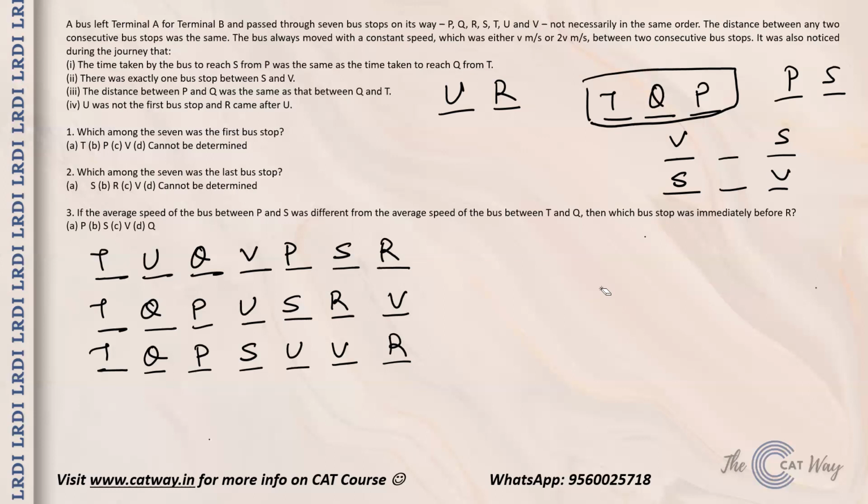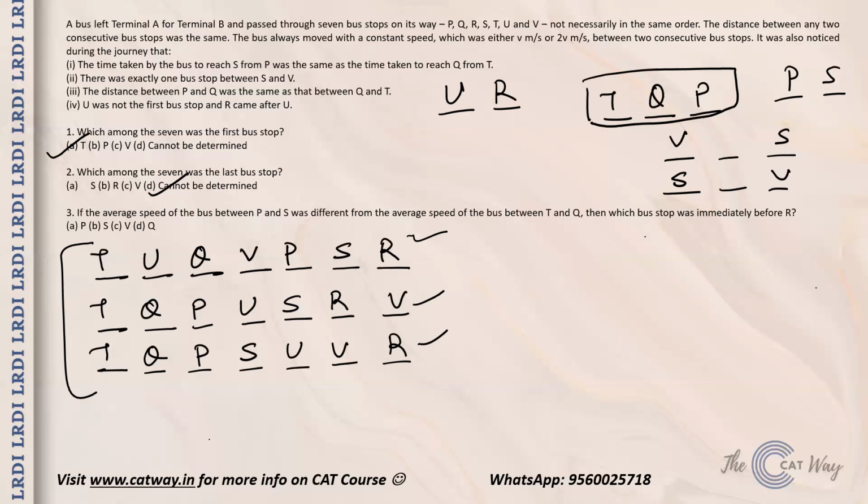Now, which among the 7 was the first bus stop? So in all these cases, you find T is the first. So it's always going to be the right answer. That is option number A. Now, which among the 7 stops was the last stop? So you can see that twice it is R, once it is V. So the correct answer cannot be determined. It could be any of the three cases, right?